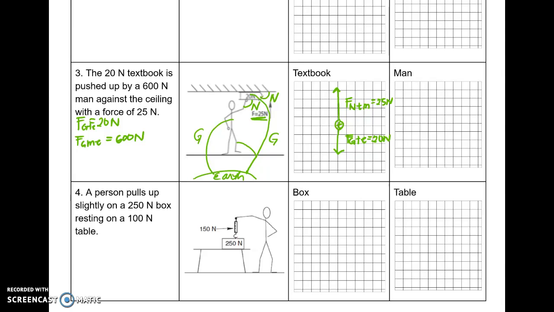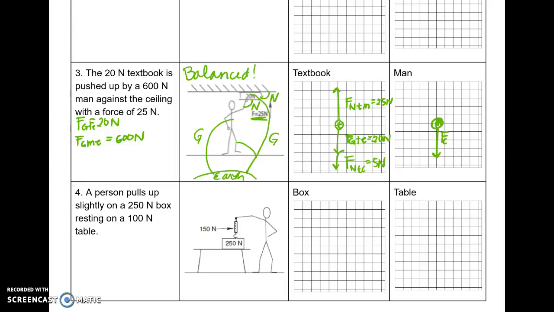Because neither of them are moving, we also know that it's a balanced force. So that means everything going up and everything going down need to equal each other. So that means that the ceiling, so it's a normal force on the textbook by the ceiling, is happening at 5 newtons.